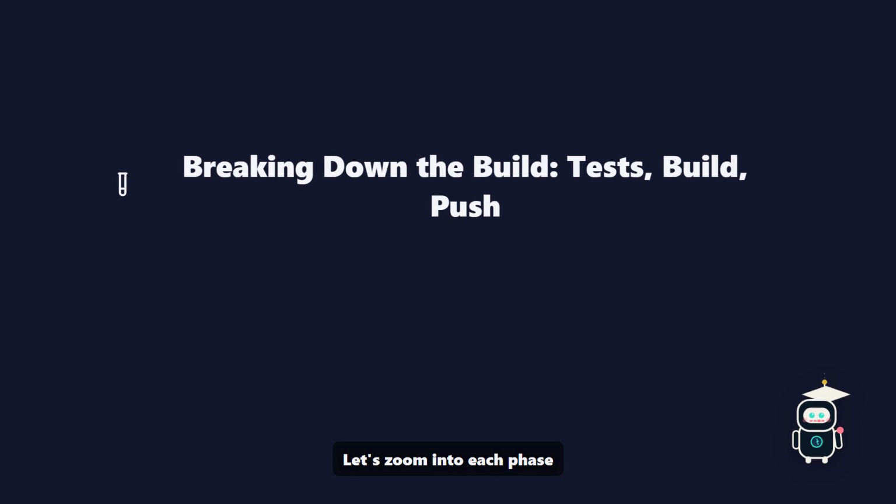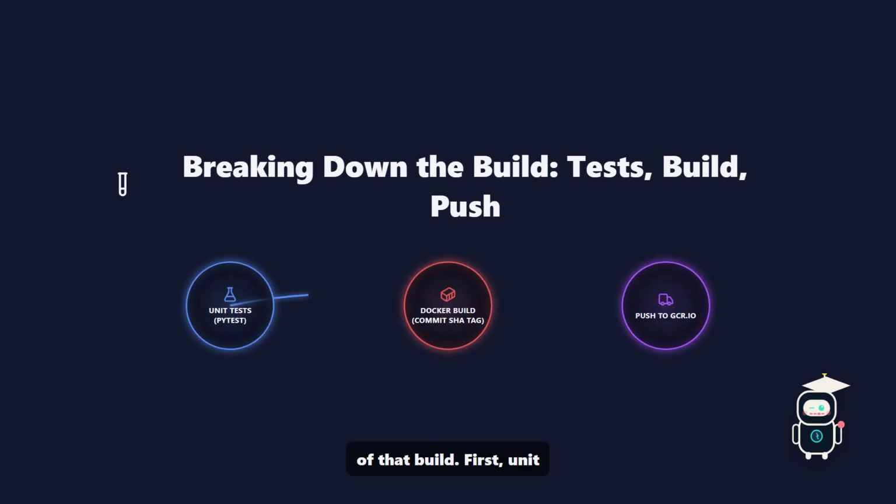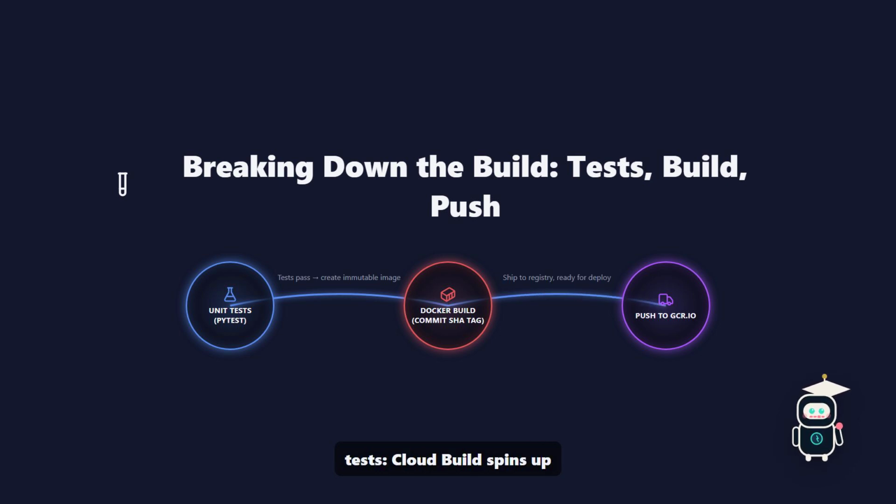Let's zoom into each phase of that build. First, unit tests. Cloud Build spins up a Python 3.11 container and runs PyTest. Because this runs on fresh, identical infrastructure every time, there are no "it worked on my laptop" surprises. If tests fail, the pipeline halts immediately. Fail fast. Next, if tests pass, the Docker build step kicks in.